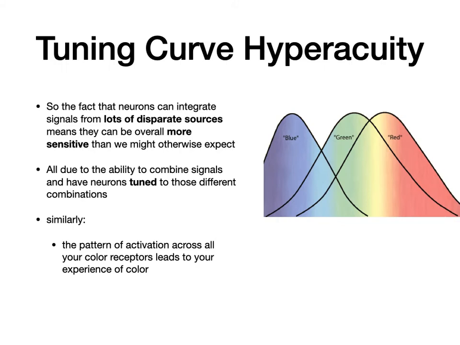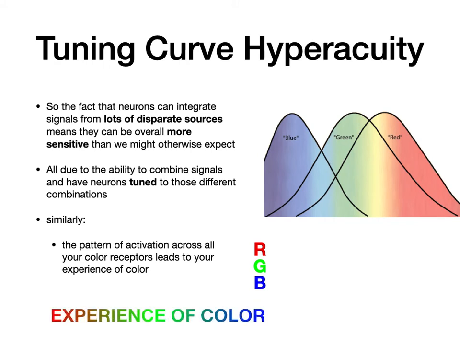So your color receptors, again, lead to your experience of color. Let's run through a few examples. Oh, let me get all of these up. So your red, green, and blue responses and your experience of color. So blue, you're going to have a whole lot of blue, a little bit of green, and almost no red. You combine those to get this sort of dark blue.